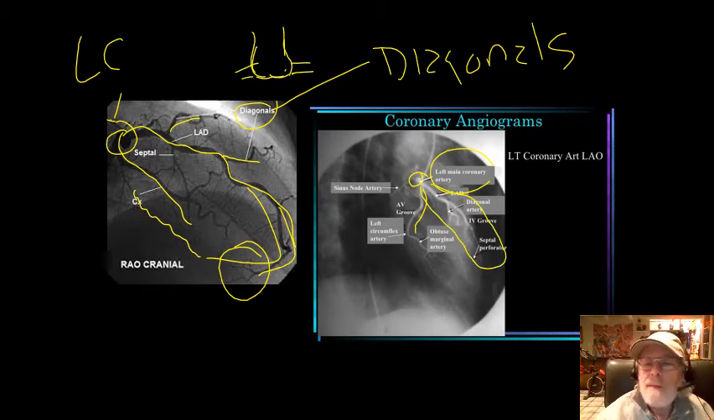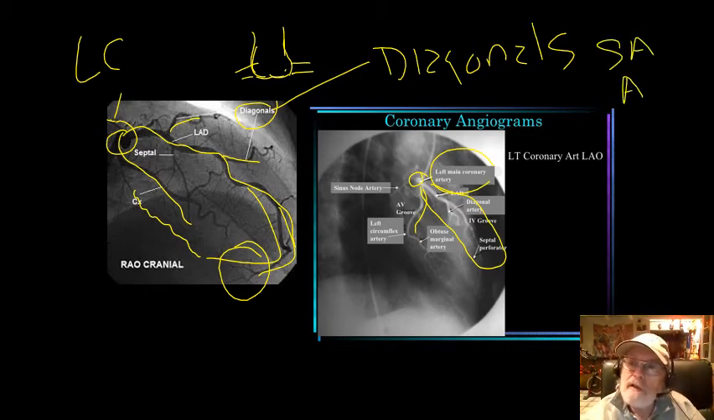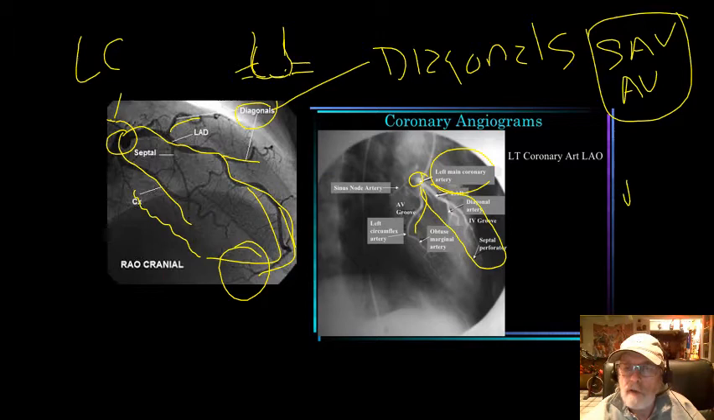Okay, the right coronary artery seems to have a lot more of the innervation to the structures that are involving the heartbeat. Okay, when we talked about the SA node and the AV node, both the left coronary artery and the right coronary artery contribute to that area. However, it seems like the big one that supplies the SA node and the AV node is the right coronary artery.